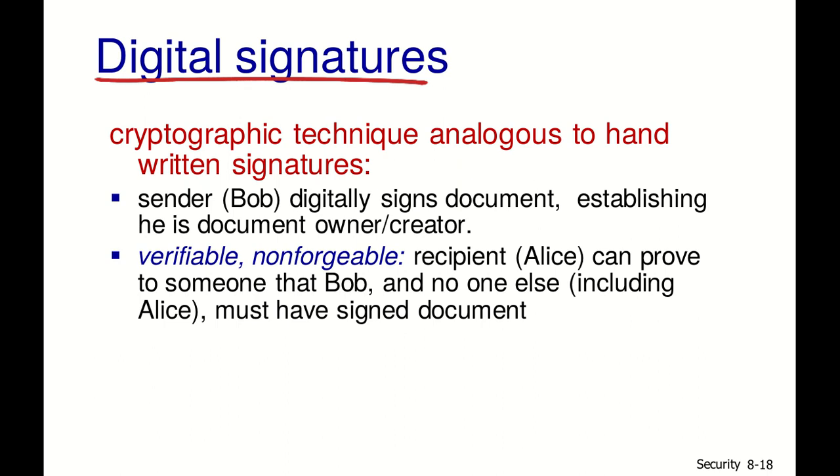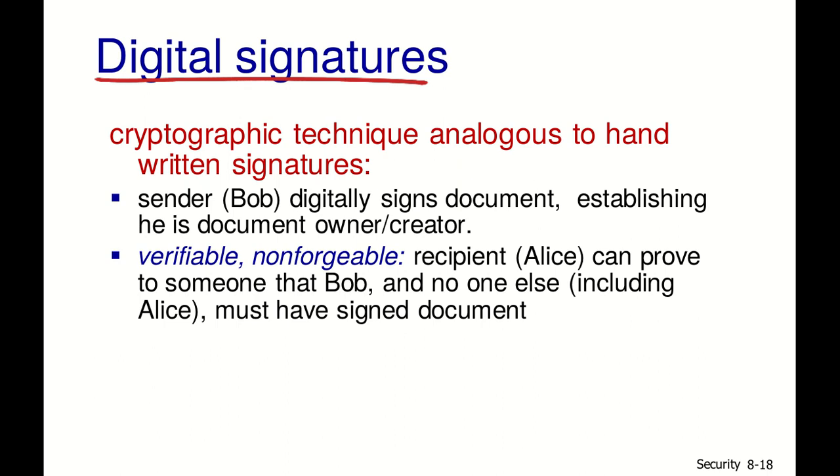Then there is one more important feature that is not covered by the handwritten signature. This is called message integrity. When Alice receives the message from Bob, if the signature can be verified, it means that the message has not been tampered with, or there is no change in the message.